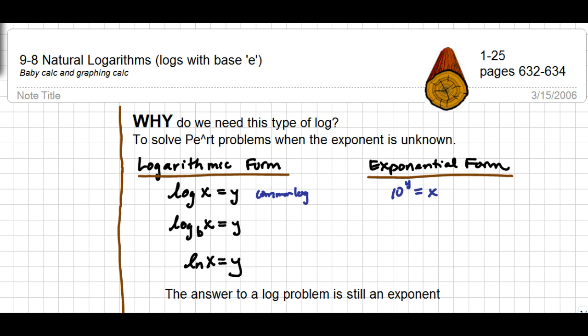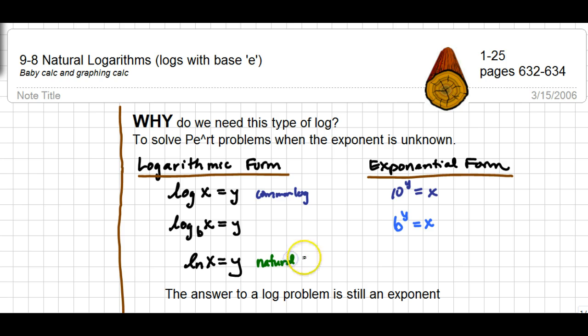The other types of logs that we've learned so far are logs with other bases. If there is a base listed, we just write whatever that base is to the power, to the answer, equals x. Now the new type that we're doing today is called a natural log.